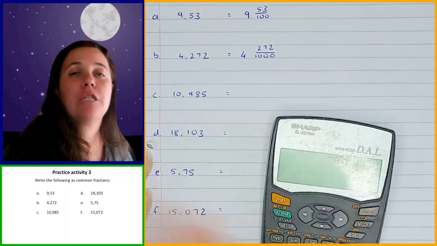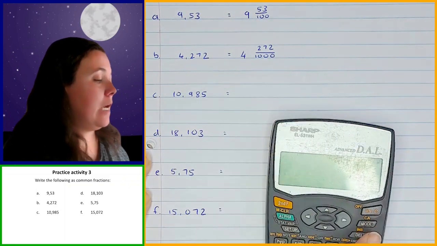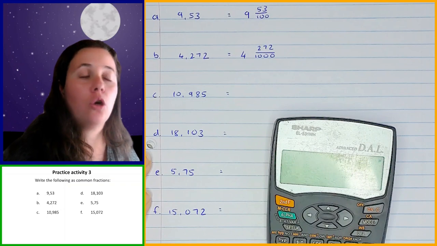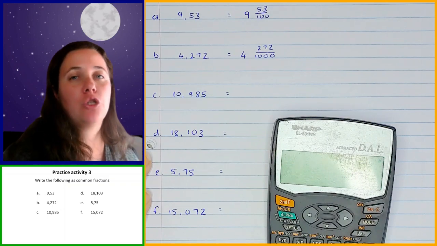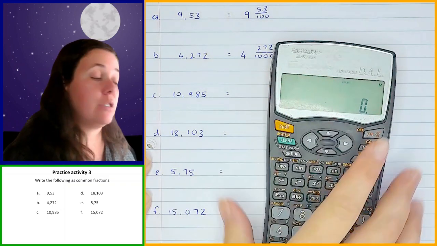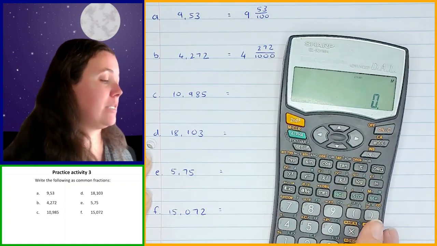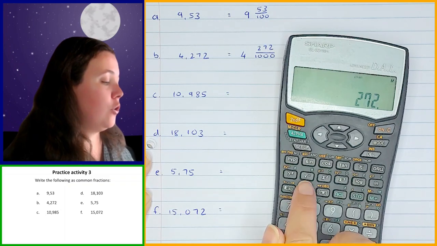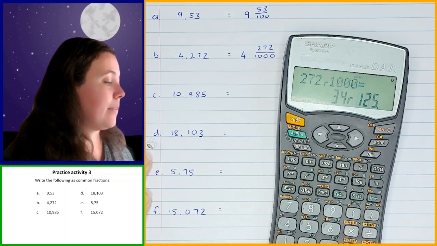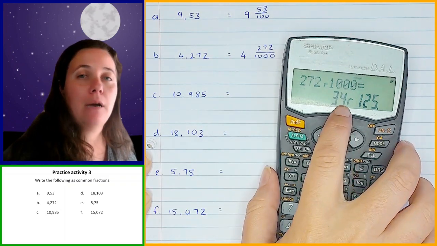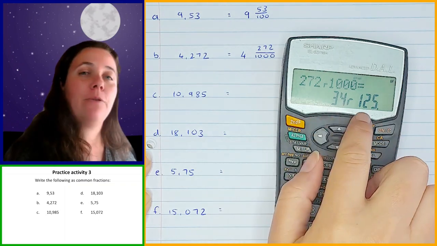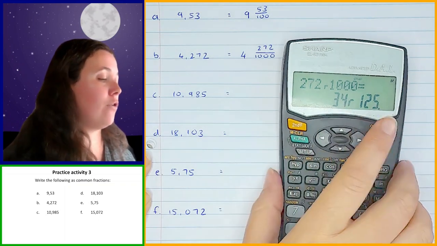Now, you know how to simplify fractions. We could do this the long way of dividing by 2 and dividing by 2, whatever it takes to simplify this fraction, but it is also helpful to know how to use a calculator to simplify a fraction. So 272 over 1,000, if I just type it in as a fraction, it should simplify it for me like this. So that gives me 34 over 125.